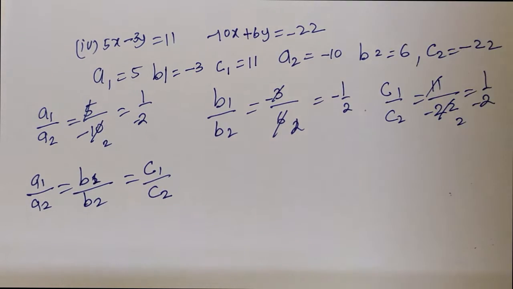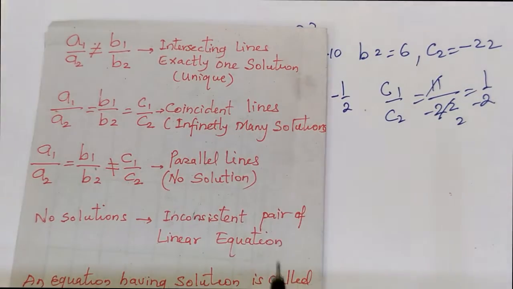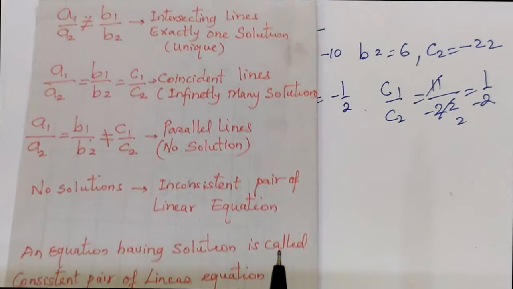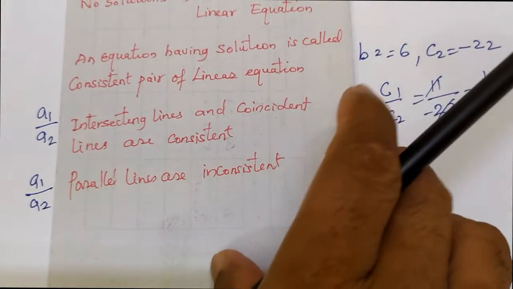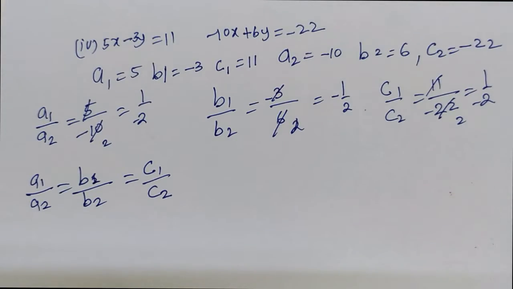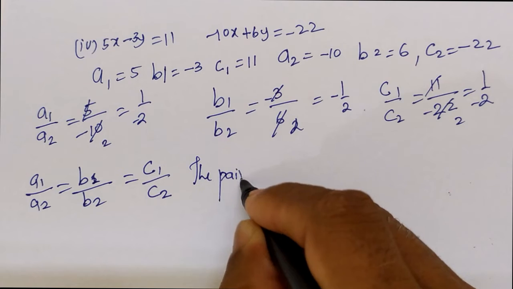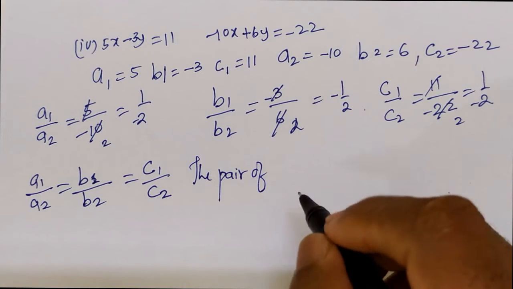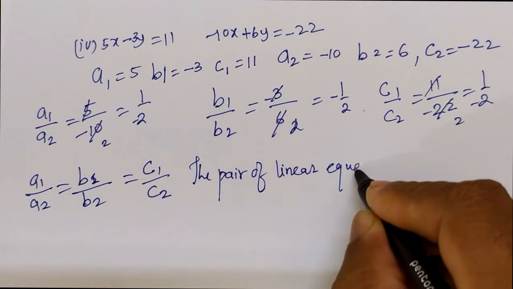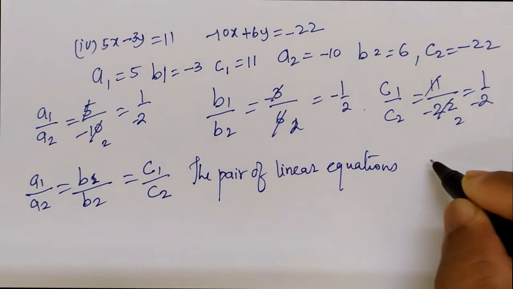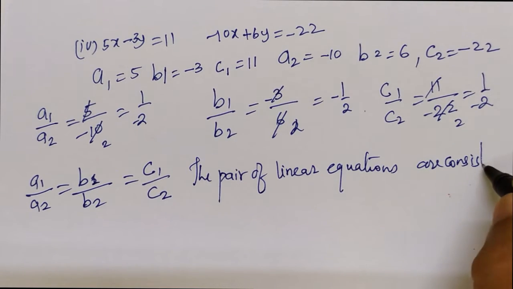When all the three are equal, they are coincident lines having infinitely many solutions, and coincident lines are consistent. So the pair of linear equations are consistent.